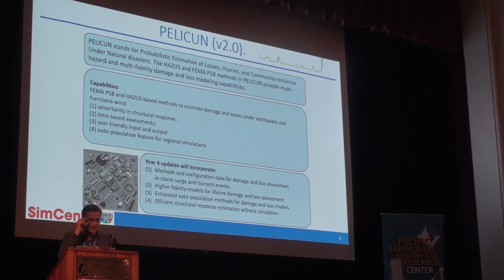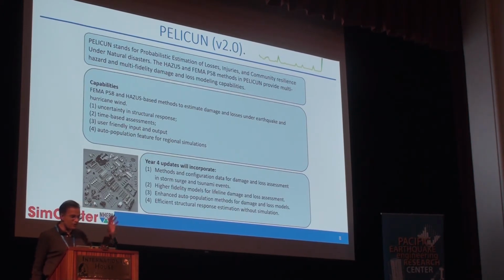Another product that we have is Pelicun. This is actually the back-end that is doing the PBE calculations. This is Adam's work here. This is a library that you can use. It does uncertainty for the structural response, time-based assessments. It has a user input system that's supposed to be friendly, and it also has a system for doing auto-population. So when you're doing these types of calculations, there's a lot of data to be entered, and so that's also there. There are a whole bunch of updates that will be coming in year 4.